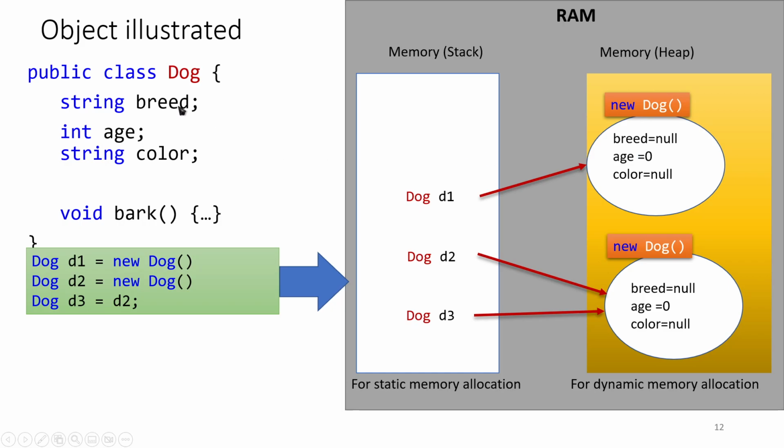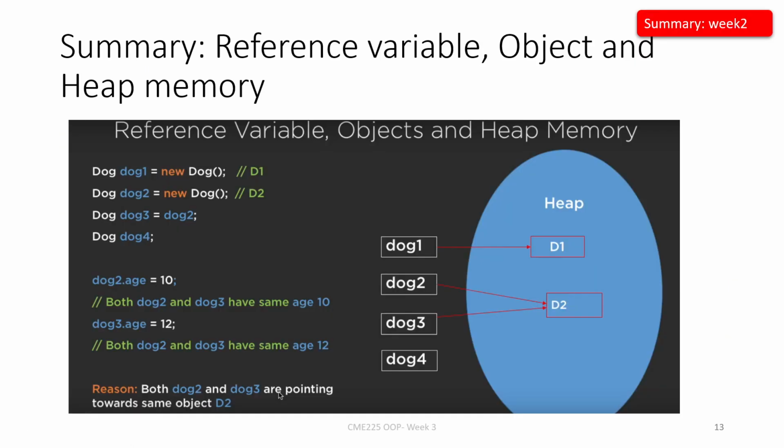Since we haven't assigned the value for breed, age, and color, it's going to take their default values. Default value for a string is going to be null, for age it's 0, and for color it's going to be null again. Similarly, d2 is going to be the same, but a different object. And then if I say dog d3 is equal to d2, it's not going to create a new object. Instead, it's going to create a reference variable pointing to the existing object, which is d2. So if I do any change for d2, it will be reflected back to d3 because they are the same object.